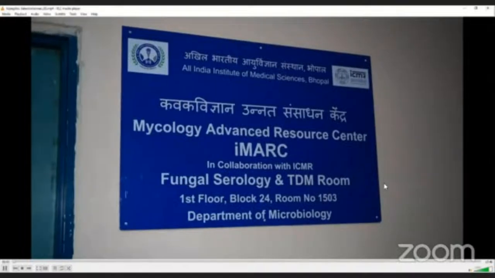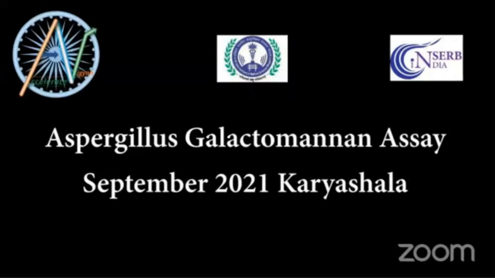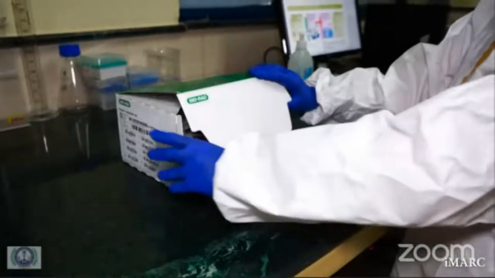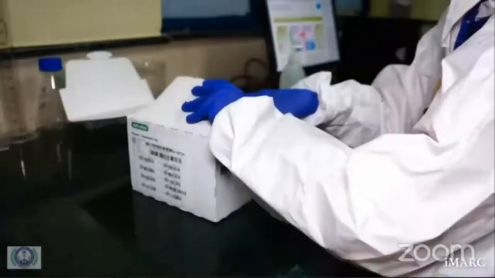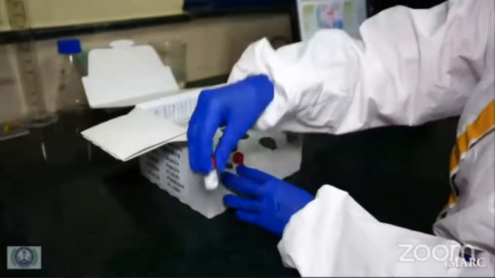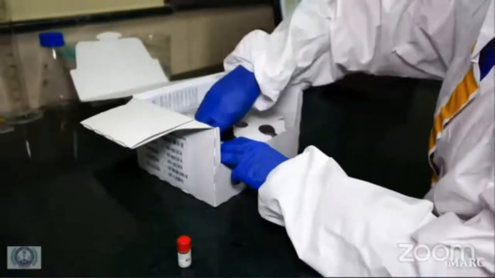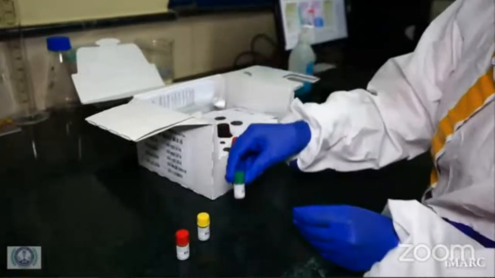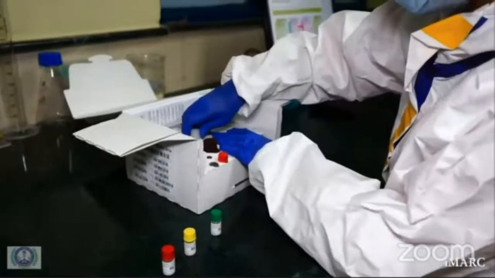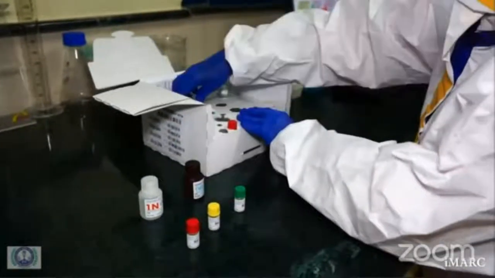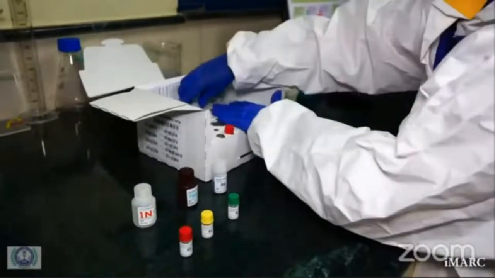The Platelia galactomannan antigen test is an FDA approved serological test based on the principle of immunoenzymatic sandwich ELISA. This test is used to detect the Aspergillus galactomannan antigen in the patient's serum and BAL sample. It is used in combination with other diagnostic methods like conventional microbiological culture, histopathological examination of deep tissues and radiological evidence for detecting invasive aspergillosis.